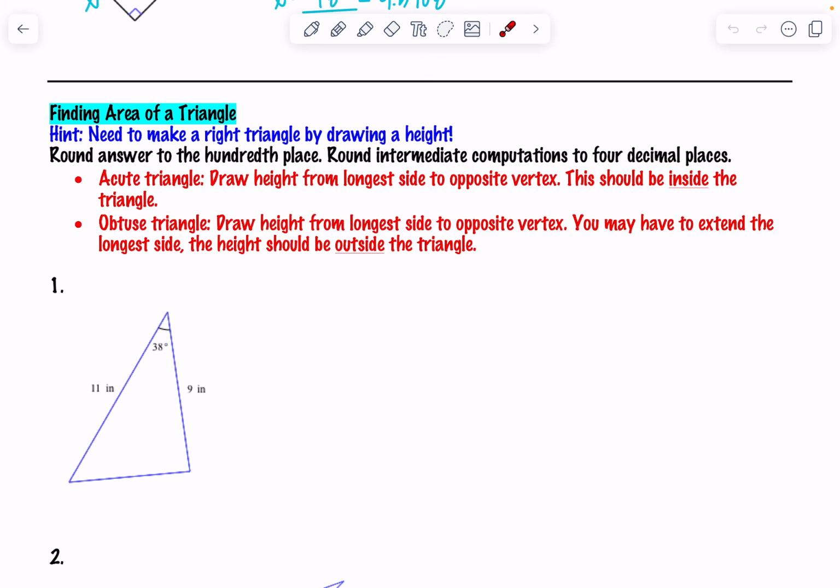So you have 2 types of triangles. If it's not a right triangle, then it's obviously an acute triangle or an obtuse triangle. If you have an acute triangle, as you can see in number 1, we're going to draw the height from the longest side to the opposite vertex. This should be inside the triangle, okay? Versus the obtuse triangle, where you're going to draw the height from the longest side to the opposite vertex, but this one is going to be outside the triangle. Okay, so I'll show you what I mean there.